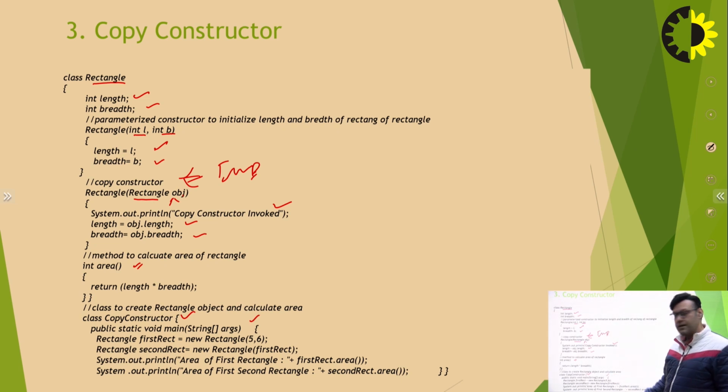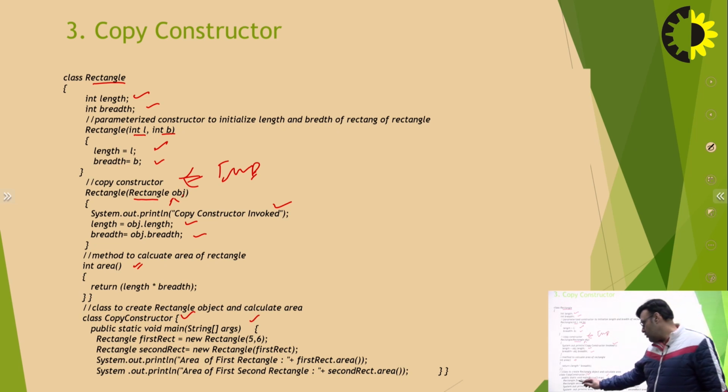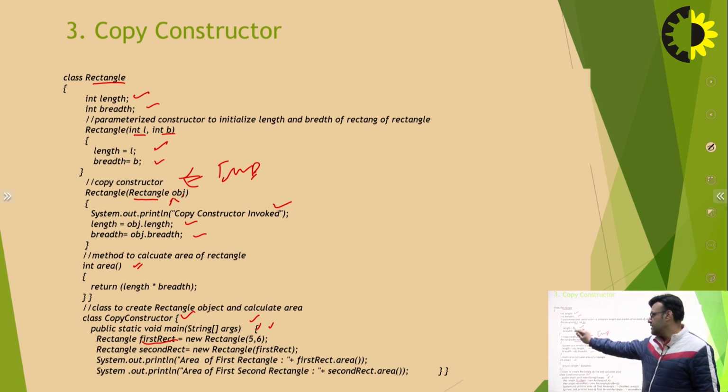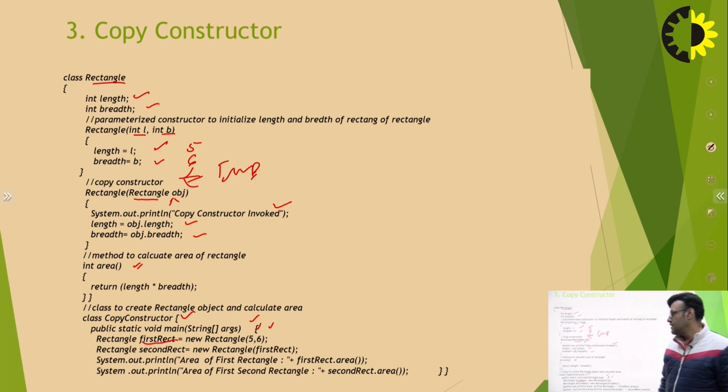I have made a class, the CopyConstructor class, and under that public static void main. I have made the first object, named firstRect, and I have passed 5 and 6. This is an example of a parameterized constructor. These values pass in here: length becomes 5 and breadth becomes 6. Then the copy constructor message is printed, and length is equal to 5 and breadth is equal to 6 will be printed.